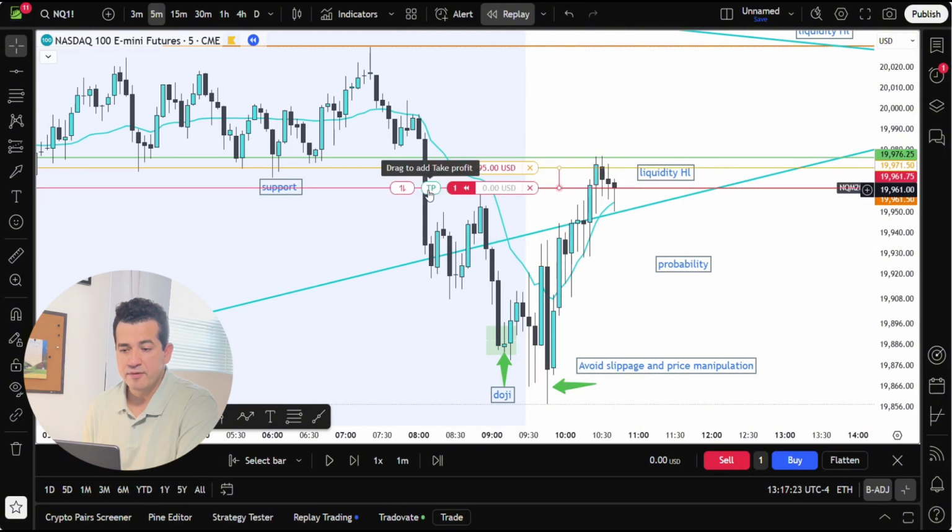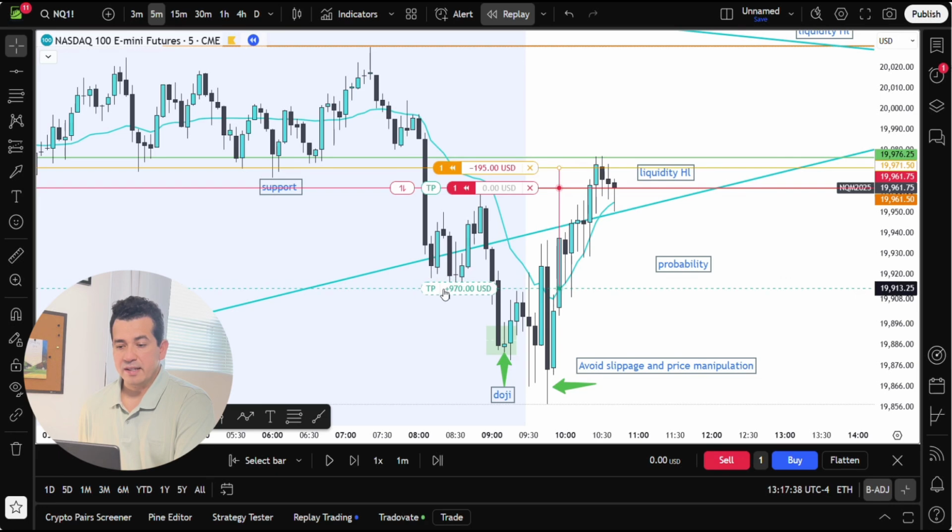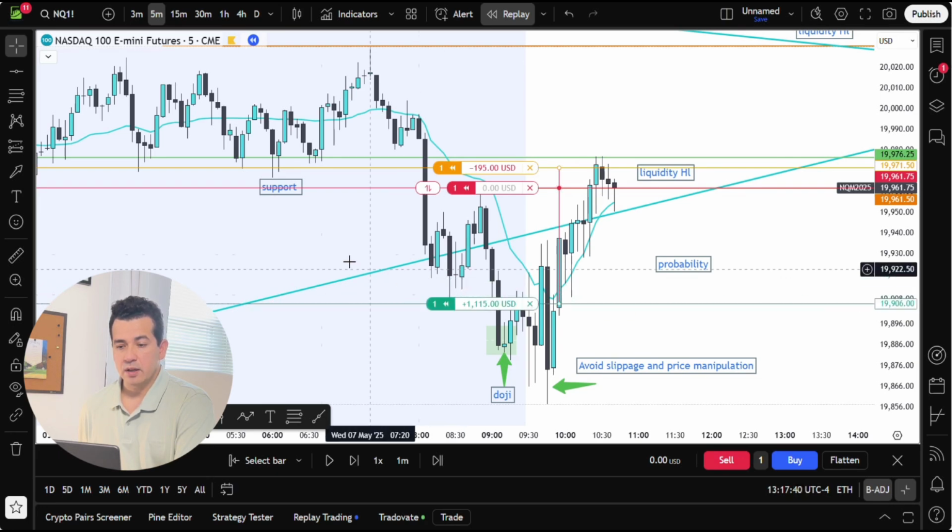Remember, you gotta feel comfortable with what you're willing to lose on this trade, on any trade you make. What is your risk management? What is the risk you want to lose? Feel comfortable with that. And we're gonna move our target. I'm gonna put our target right here.